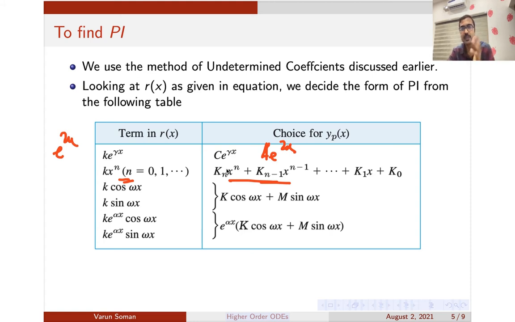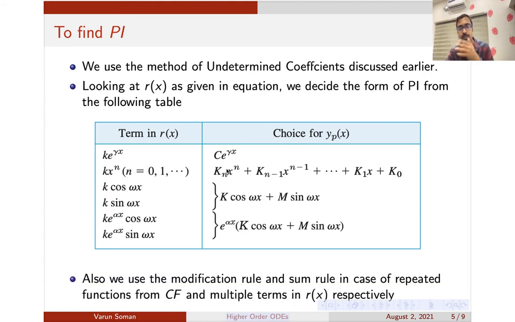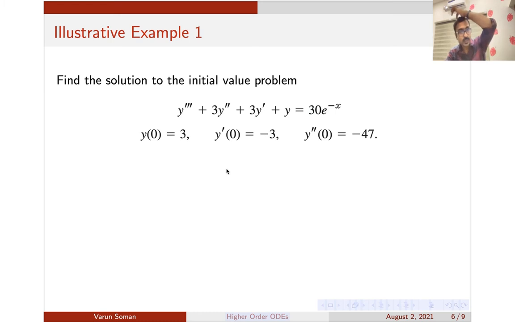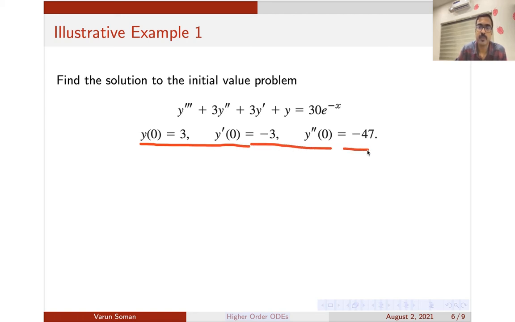So we will illustrate this method using a simple problem now. Let us look at this problem here: y triple dash plus 3y double dash plus 3y dash plus y. I am taking an initial value problem, so it will have initial conditions. We will make use of these conditions after we find the general solution. So just forget it for now. Now we will try to find the solution. Look at this equation now.